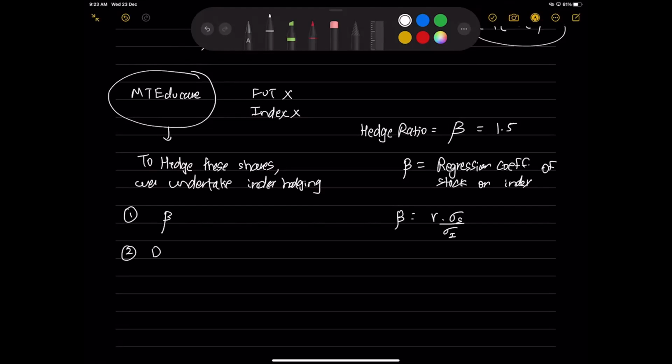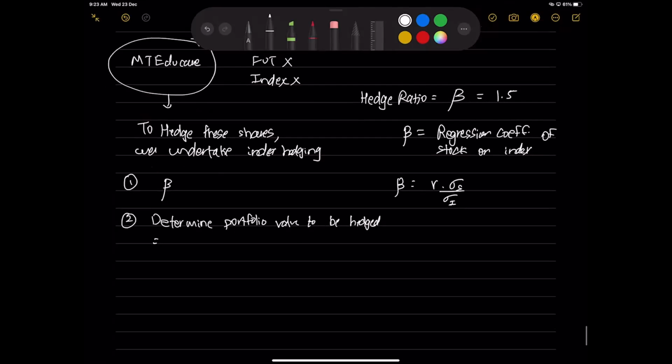Second step is determine portfolio value to be hedged. Now portfolio value to be hedged मतलब क्या होगा? That is simply going to be market price per share into number of shares जितने भी है आपके पास. ठीक है, whatever number of shares you have, market price per share देखो into number of shares that you have. ये इतना वैल्यू आपको पोर्टफोलियो का हेज करना है.